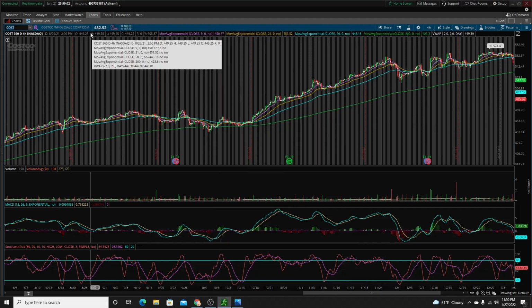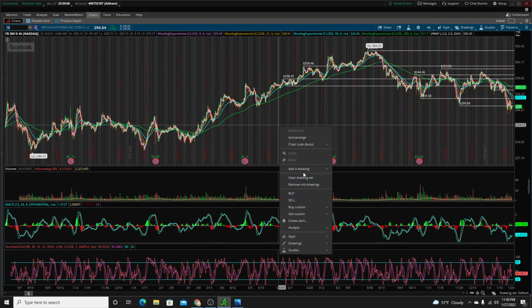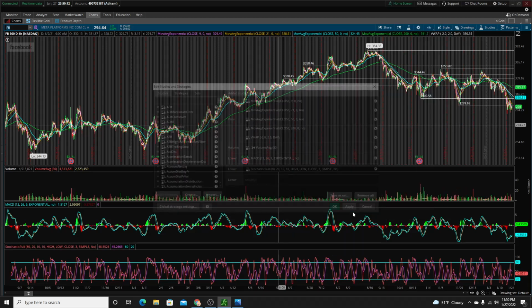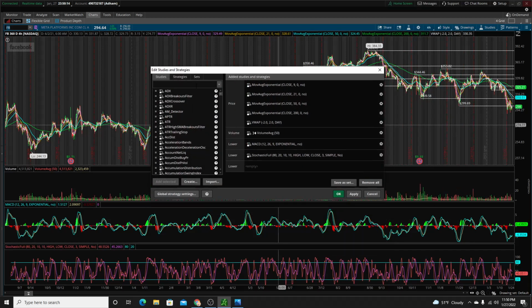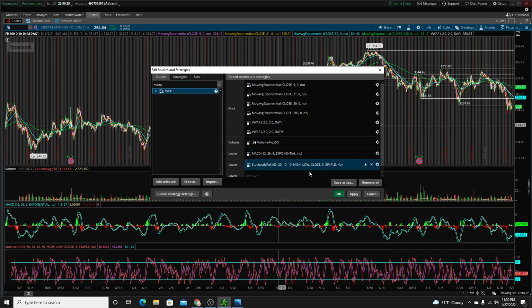Let's go to another stock. Let's just do Facebook, for example. Let's add VWAP. We'll do studies, and this is where you actually add studies. Thinkorswim has a lot, but we're going over some very simple ones. So let's type in VWAP. Double click, apply.